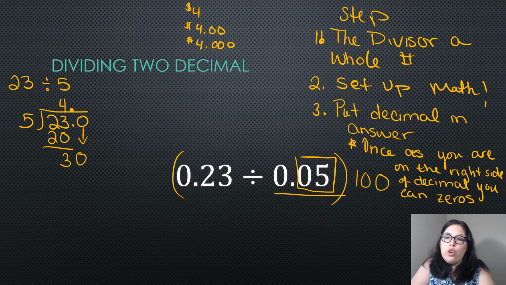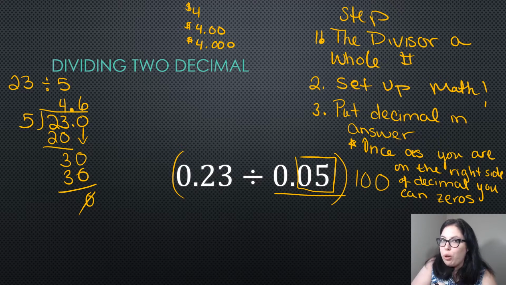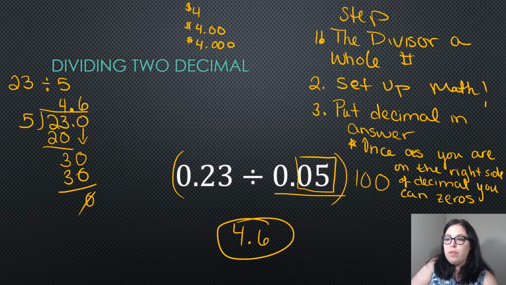5 can go into 36 times, and it went into that evenly. So I'm done. Once I'm done with the digits and I have no more remainders, I am done with dividing. Okay? All right, let's look at another situation.